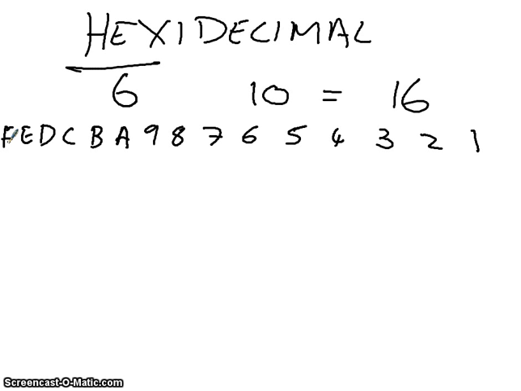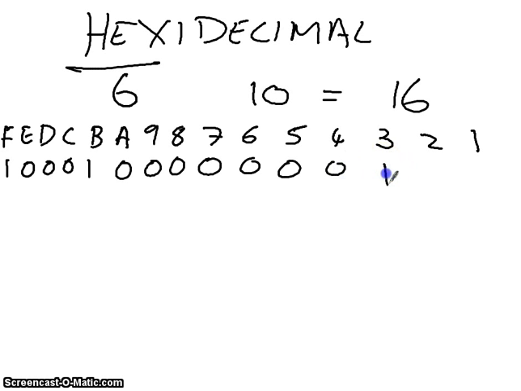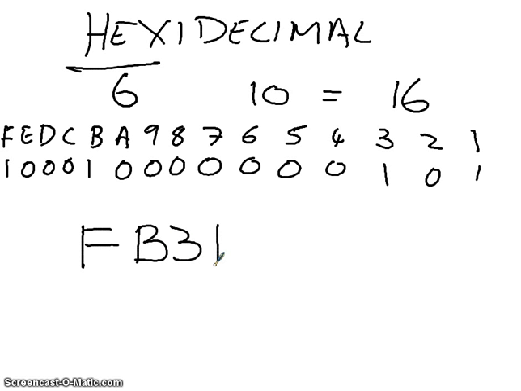So it can be really, really difficult because suddenly we end up with numbers like, if I do 1, 0, 0, 0, 1, 0, 0, 0, 0, 0, 0, 0, 1, 0, 1. If I'm doing that, then I'm going to end up with FB31. Now, what the heck is that to work out? So, hexadecimal is a different number base.